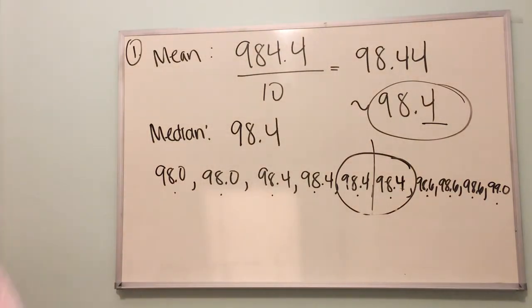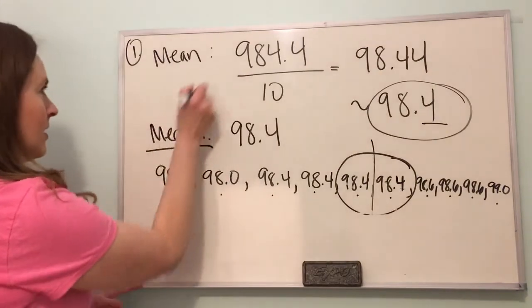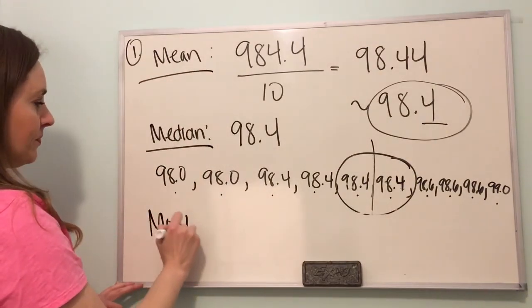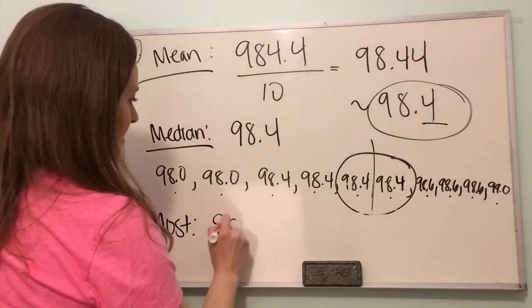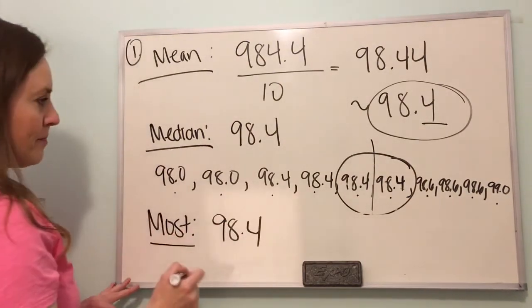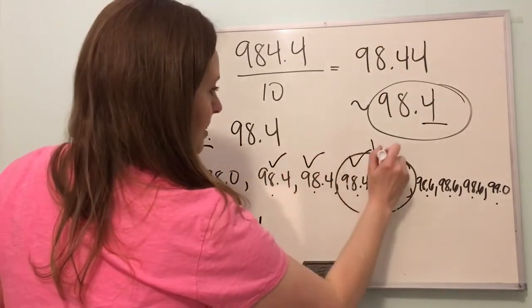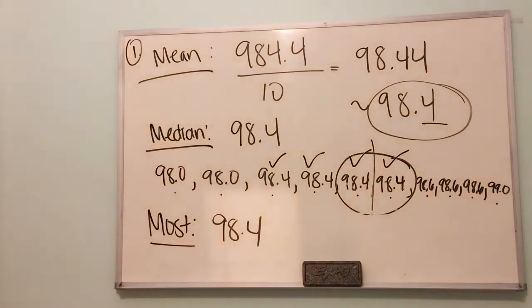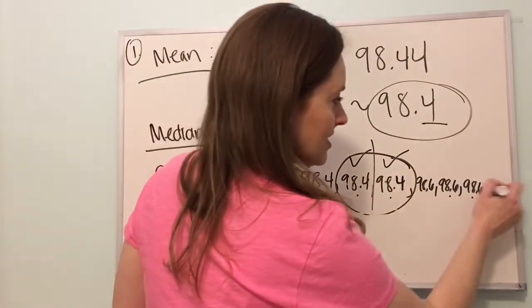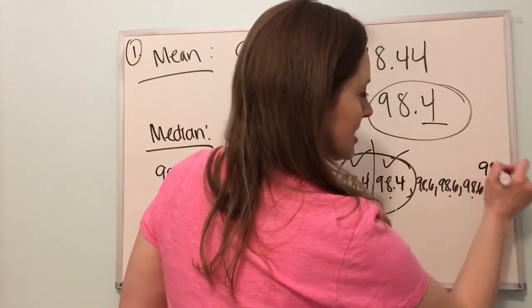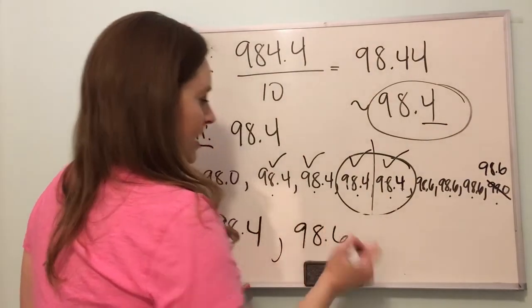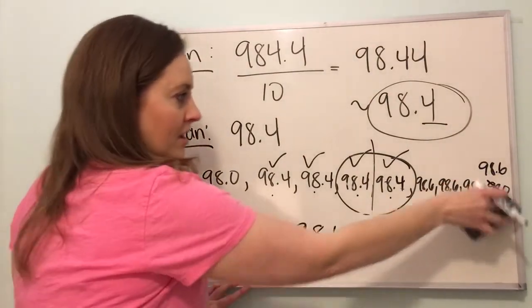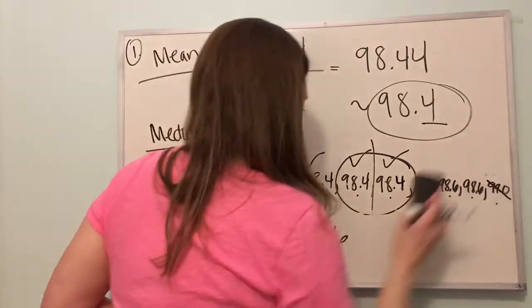What's the mode? What happens the most? Yes, of course, it's 98.4 because it happens 4 times. Mode, most. There's 1, 2, 3, 4 of them. Okay, good. If 98.6 were to happen one more time, like say instead of 99, this was 98.6, you would just simply have 2 modes. You would have 98.4 and 98.6 if 99 wasn't there, but it is, so we'll leave it.